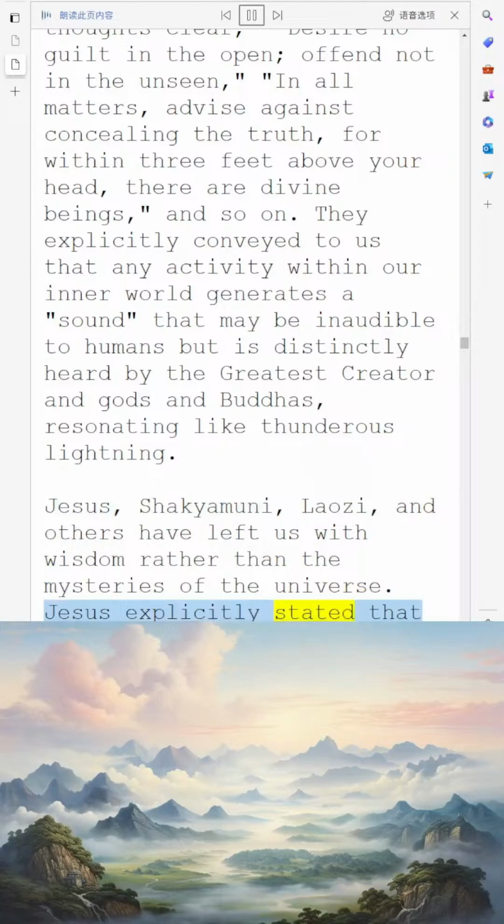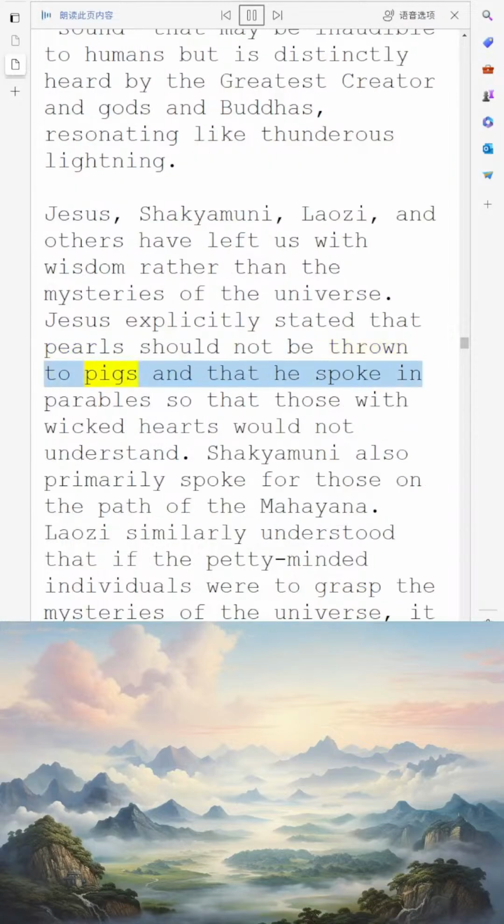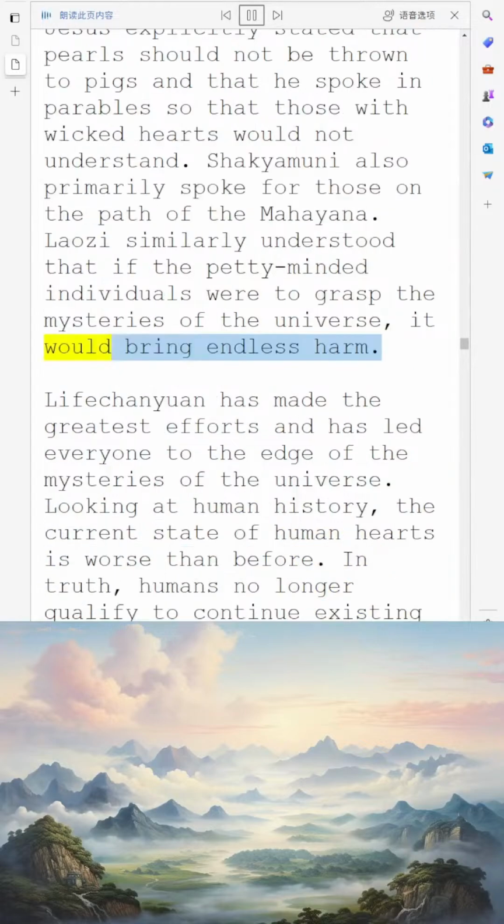Jesus explicitly stated that pearls should not be thrown to pigs, and that he spoke in parables so that those with wicked hearts would not understand. Shakyamuni also primarily spoke for those on the path of the Mahayana. Laozi similarly understood that if the petty-minded individuals were to grasp the mysteries of the universe, it would bring endless harm. Life Genuine has made the greatest efforts and has led everyone to the edge of the mysteries of the universe.